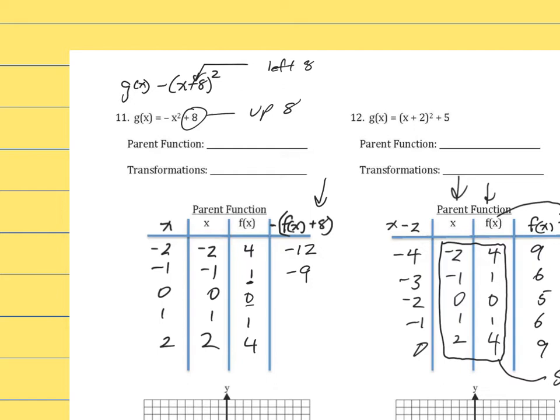I'm saying this value here, add 8, and then make the opposite. So here's a 0. Add 8 and make the opposite. It's going to be what? Negative 8. Add 8 and take the opposite.